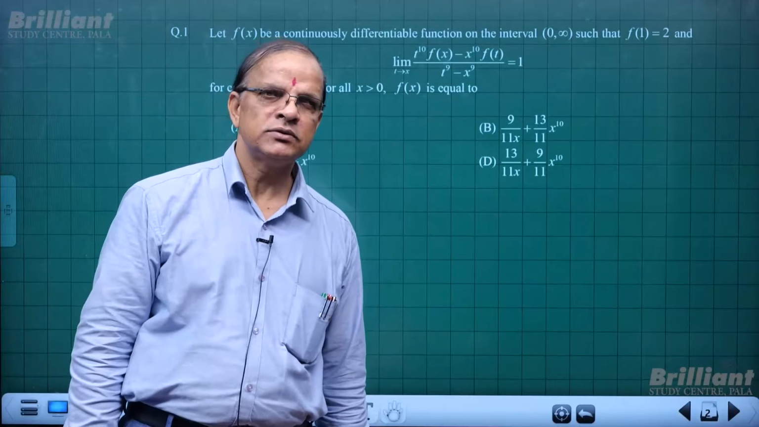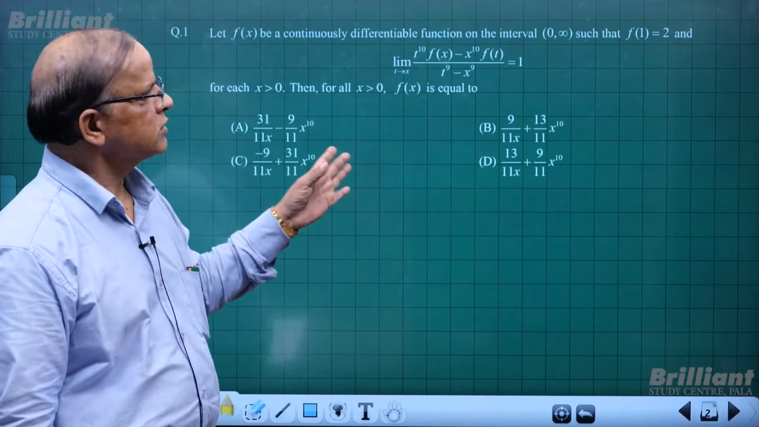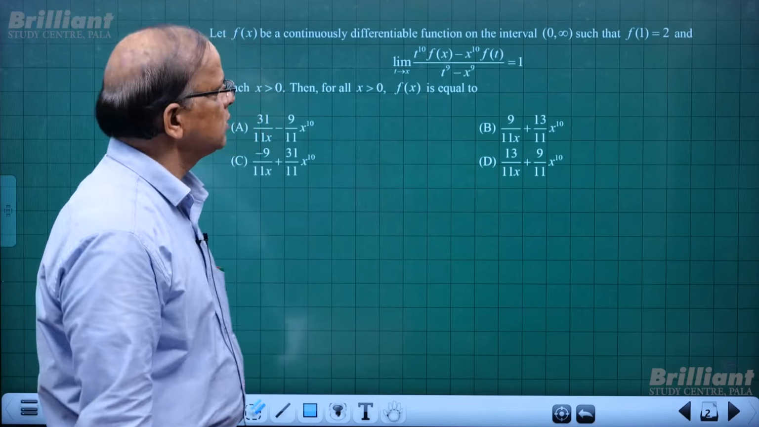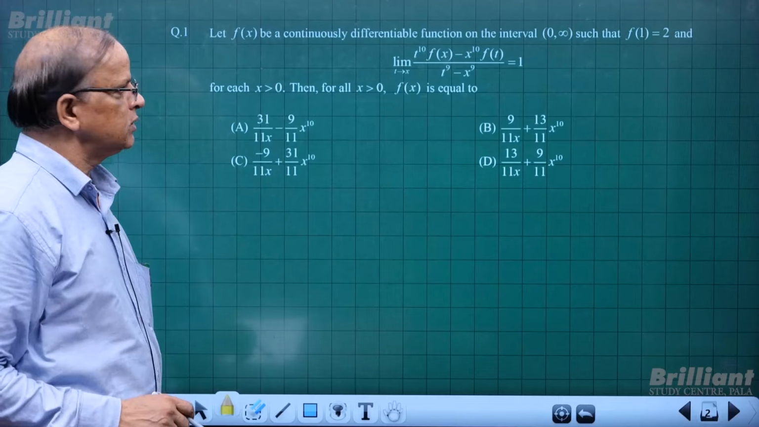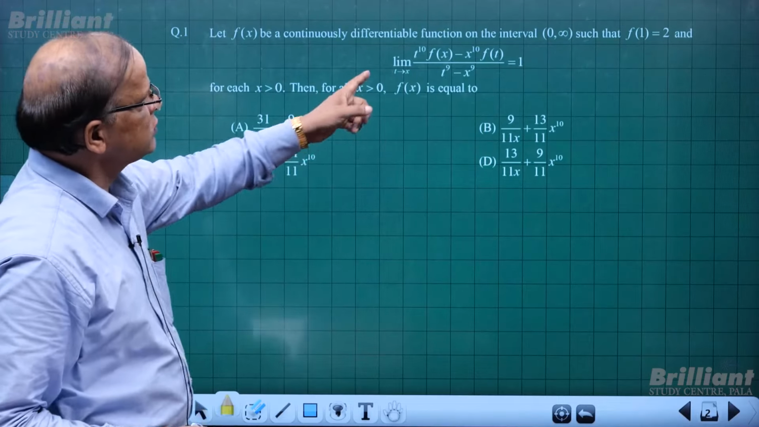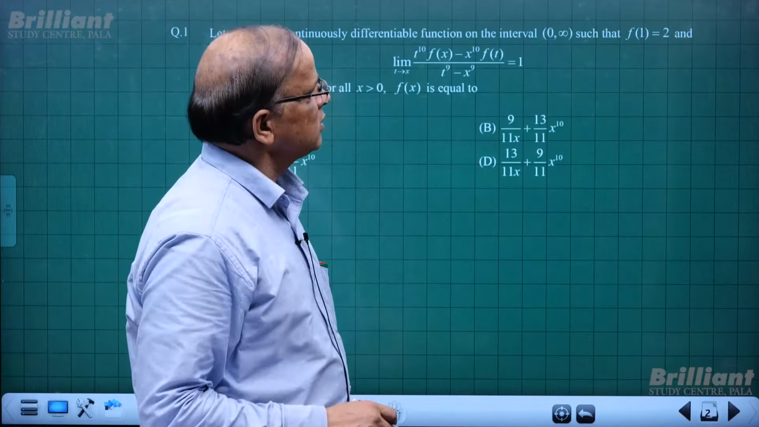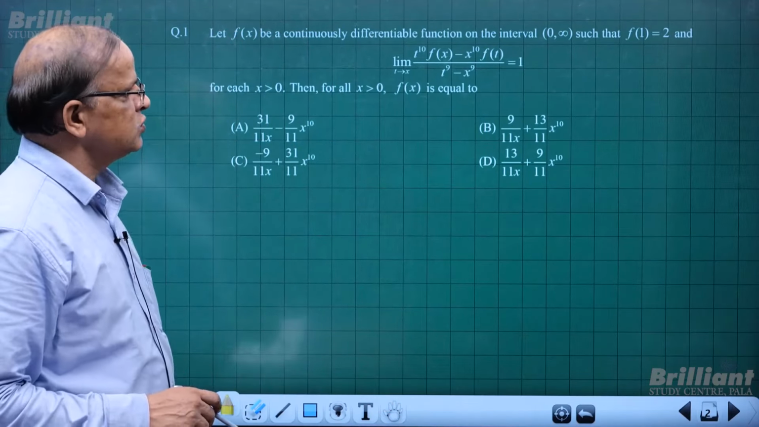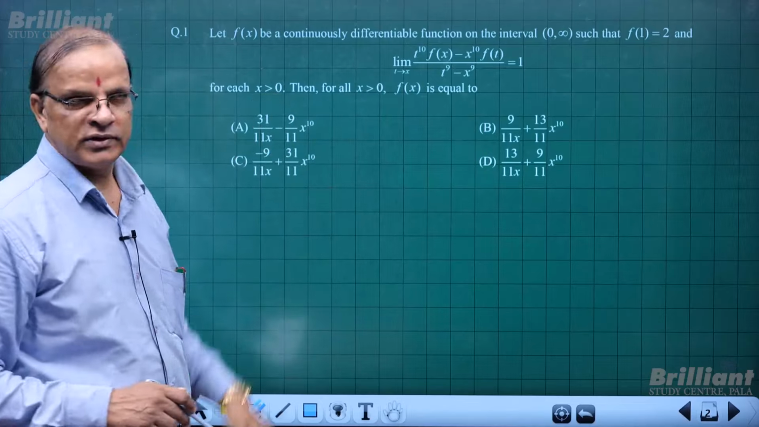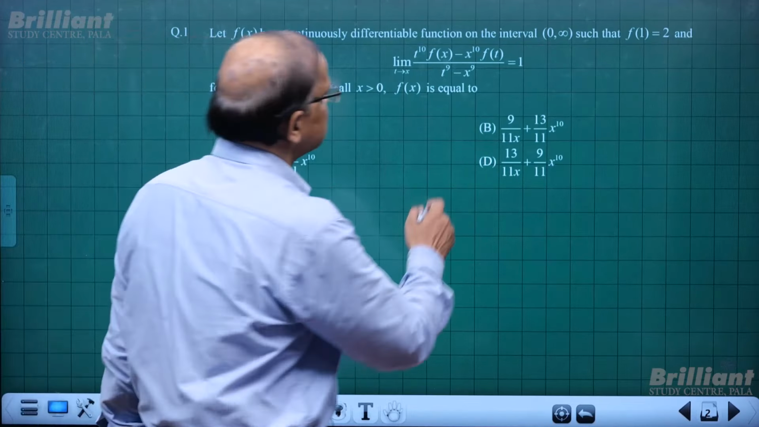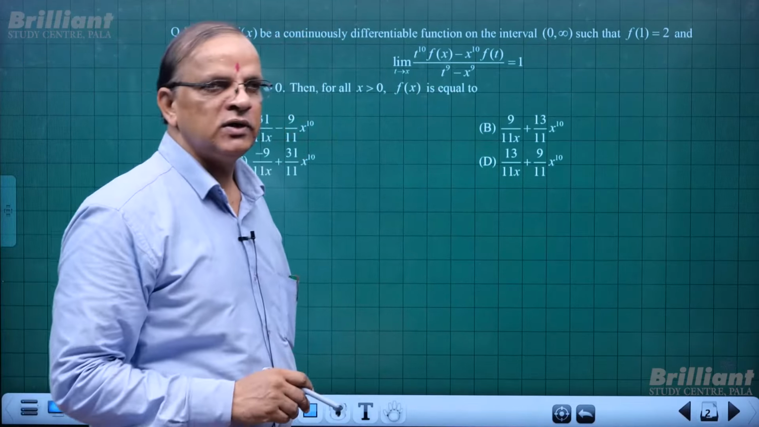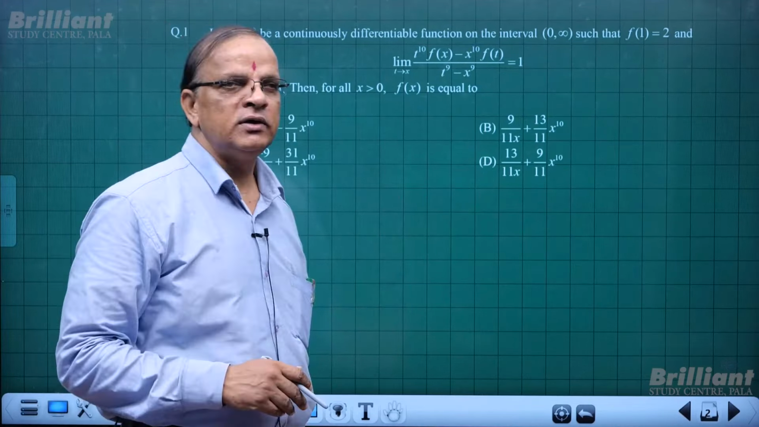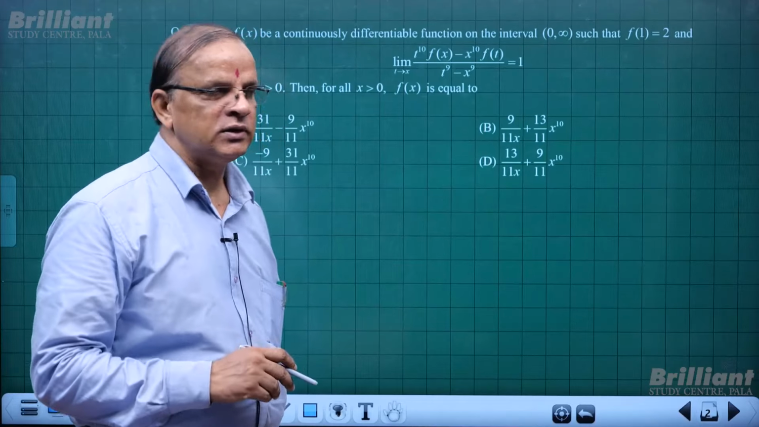Dear students, today we are going to discuss the JEE Advanced 2024 Paper 1. This is the first question. f(x) is a continuously differentiable function such that f(1) = 2 and the limit as t tends to x is given, then f(x) is. So it is a limit as well as a differential equation. We did this model in our tests also.